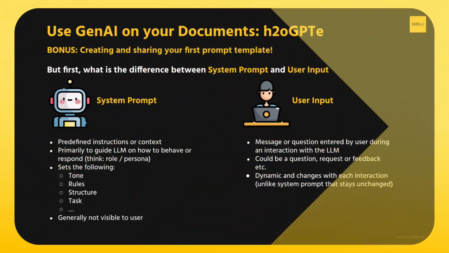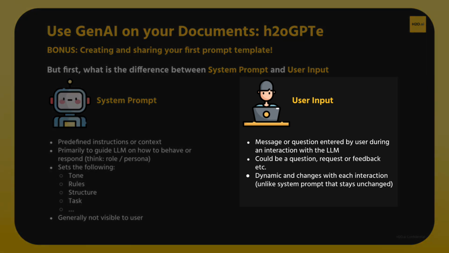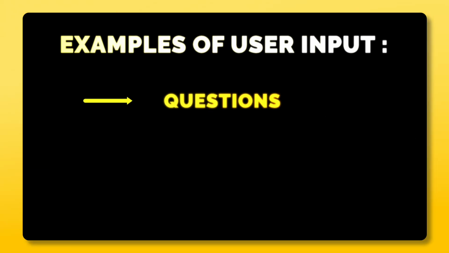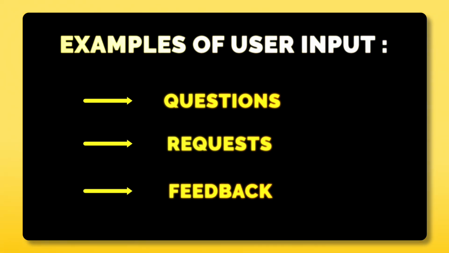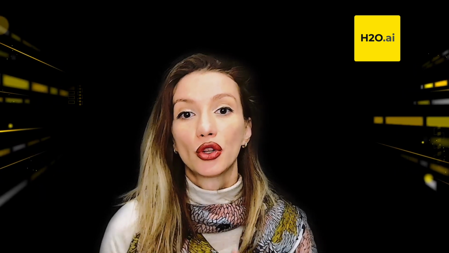User inputs. Now, let's talk about user input, which is the dynamic, interactive part of the conversation. This is your opportunity to ask questions or make requests. Unlike the system prompt, user input changes with each interaction based on your specific needs. For example, questions. What are the steps for onboarding new employees? Requests. Generate a summary of this report. Feedback. Reword this response to sound more casual. User inputs are where the real interaction happens. They bring variety and flexibility, allowing you to tailor each interaction to your specific goals.